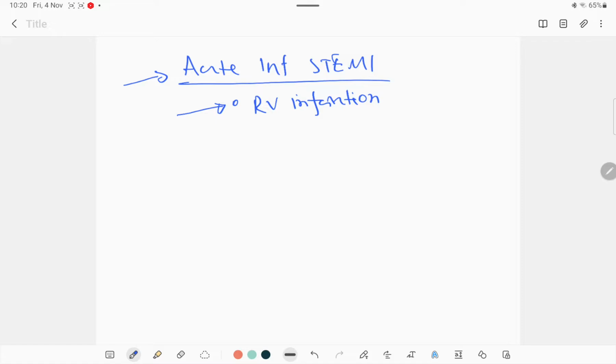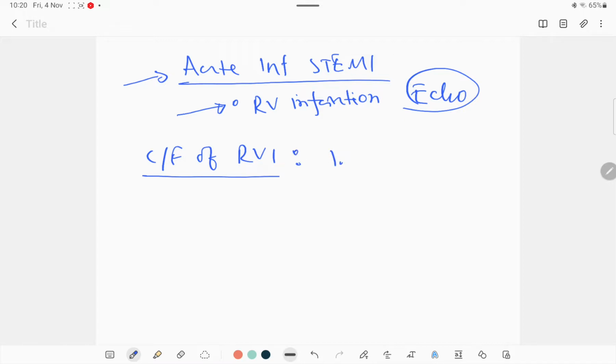Then we have to do actually the echo, bedside echo, but it is time consuming. Before echo, we can examine that patient, and by examination of that patient, we can make a clinical diagnosis of RV infarction associated with acute inferior ST elevation. So this video is on what are the clinical features of RV infarction.